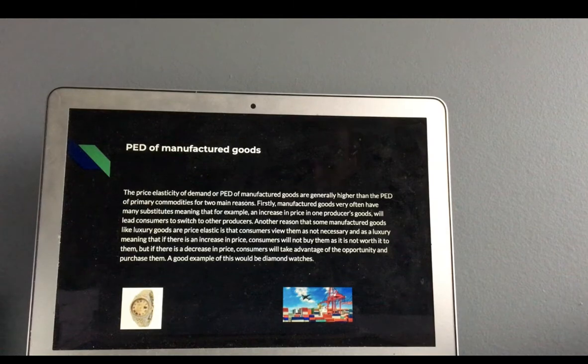Another reason that some manufactured goods, like luxury goods, are price elastic is that consumers view them as not necessary and as a luxury, meaning that if there is an increase in price, consumers will not buy them as it is not worth it to them. But if there is a decrease in price, consumers will take advantage of the opportunity and purchase them. A good example of this would be diamond watches.